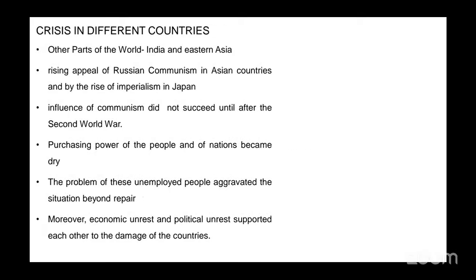Next, let's suppose this is all happening in Europe. Now, how were the other countries all over the world addressing or reacting to that economic depression? This could be seen in India and Eastern Asia. Mostly India was under British rule, and the other countries which were European colonies also started slowly to condemn the colonial rules.